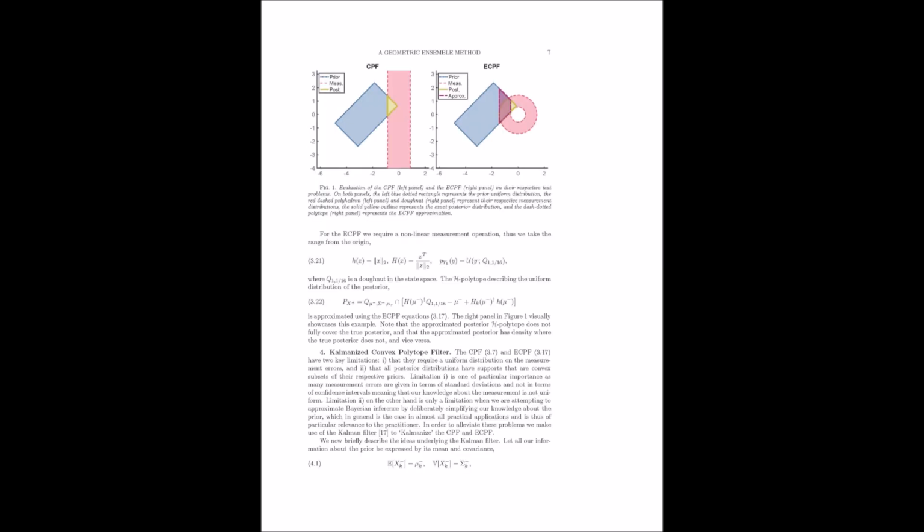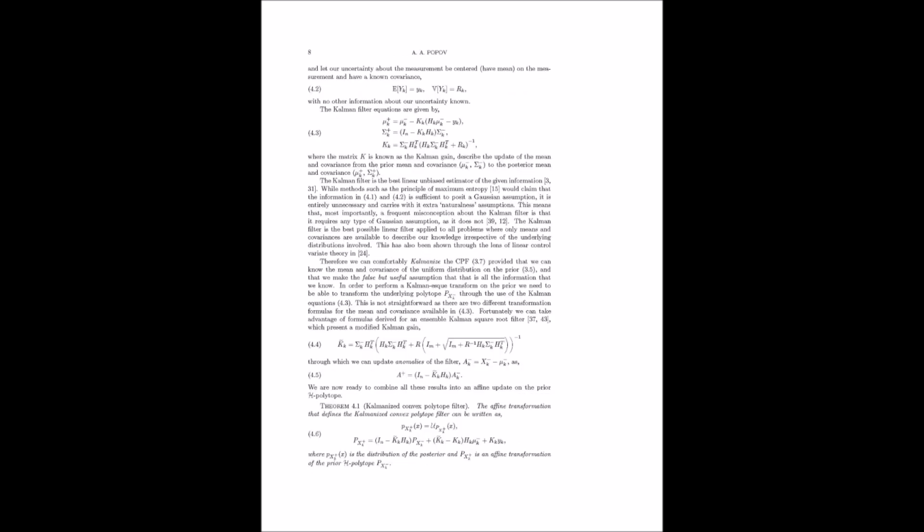A geometric approach. Huh. That's interesting. Usually when we're talking about Bayesian inference, we're thinking about probabilities and distributions and all these abstract statistical things. And here they're bringing in geometry. What's the big idea here?